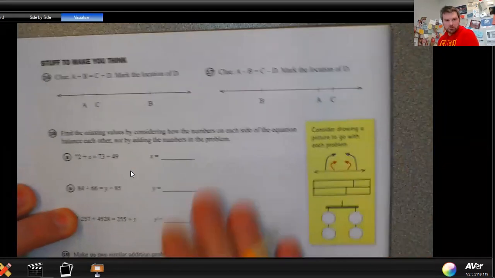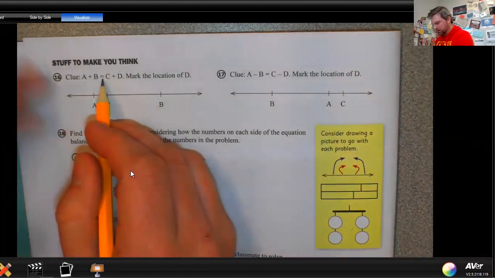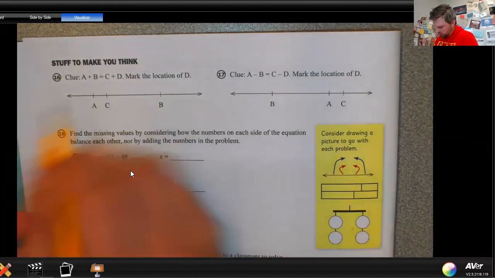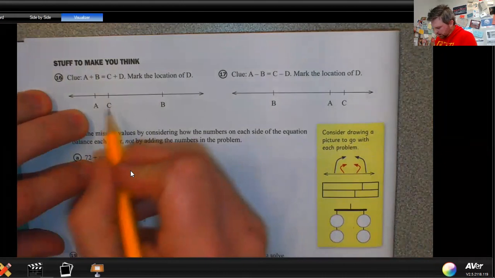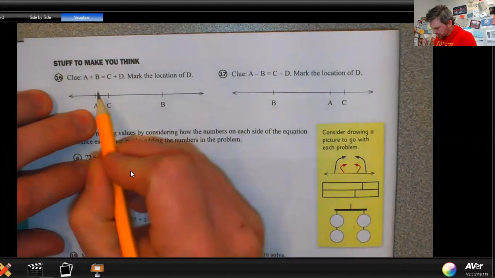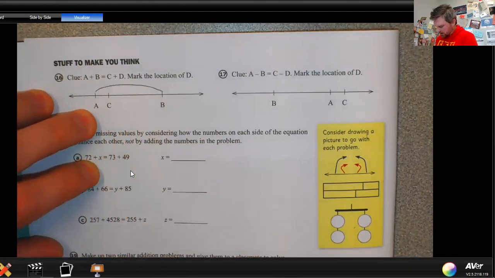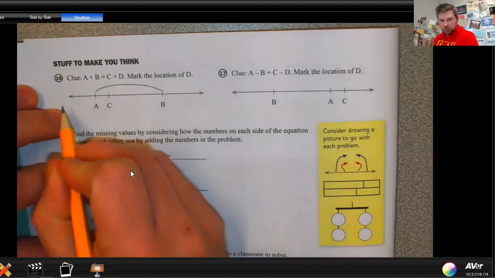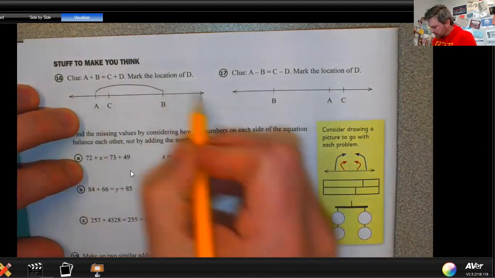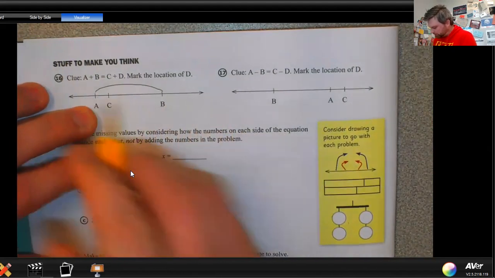So here on number 16, the clue is A plus B equals C plus D. Mark the location of D. Okay, so we have A plus B here. And remember, as I go further this way, the numbers keep getting less and less and less. And as I go this way, the numbers keep getting bigger and bigger and bigger.